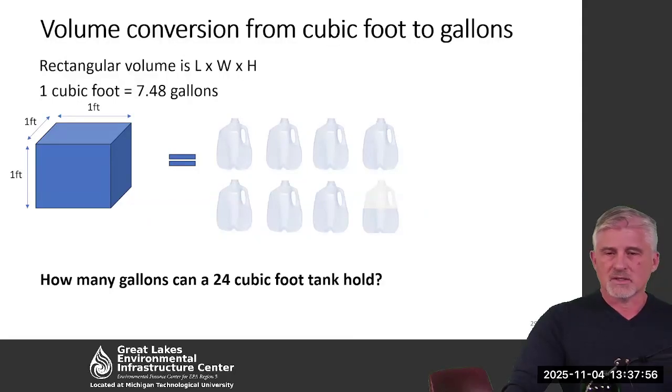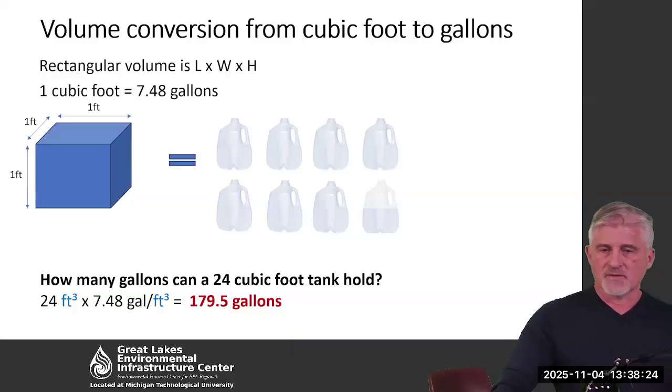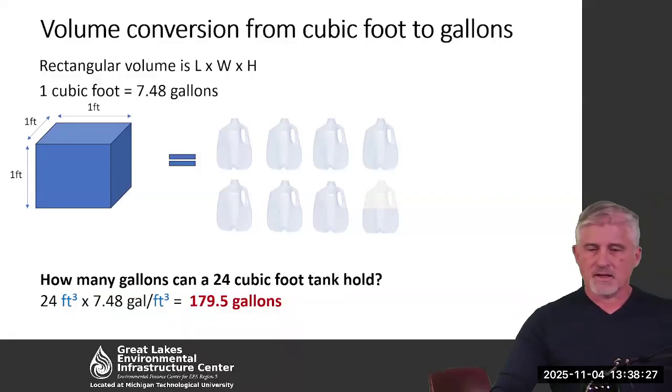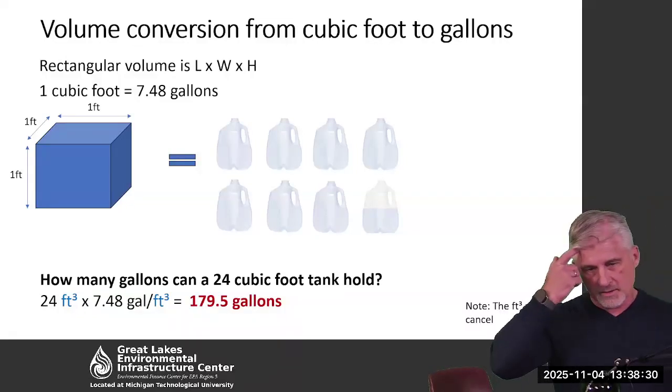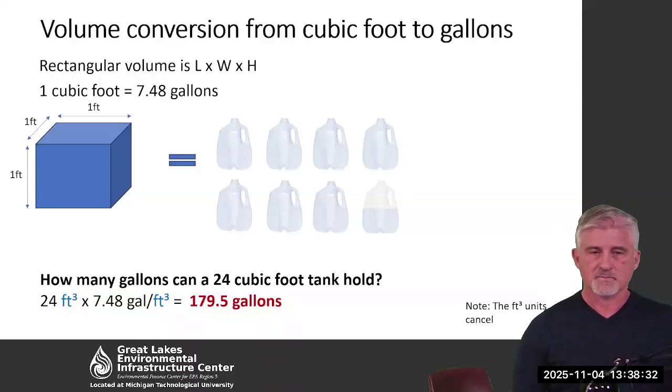So how many gallons can a 24 cubic foot tank hold? If we know that there's 7.48 gallons in 1 cubic foot, how many will 24 handle? We multiply the 24 cubic feet by our conversion factor, 7.48 gallons per cubic foot. The cubic feet cancel out, and that gives us an answer just in gallons: 179.5 gallons. So that is nearly 180 gallons in a 24 cubic foot tank.